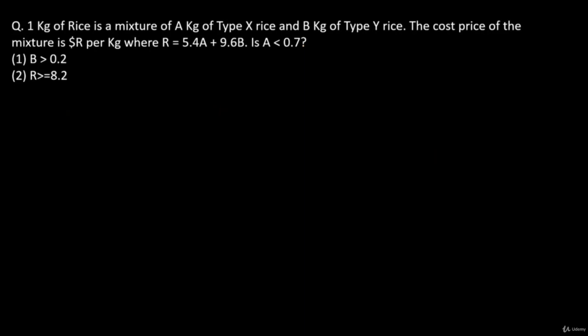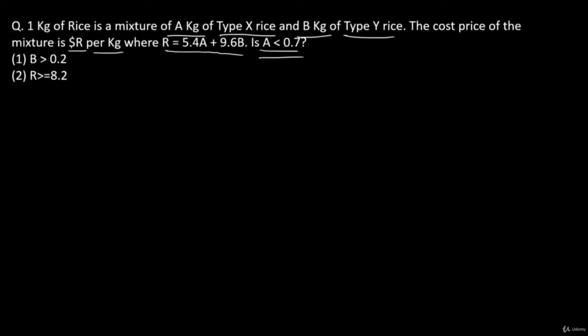Let's do this question. 1 kilogram of rice is a mixture of A kilogram of type X rice and B kilogram of type Y rice. The cost price of the mixture is R per kilogram, where R is equal to 5.4A plus 9.6B. Now the question is: is A less than 0.7? Statement 1 says B is greater than 0.2 and statement 2 says R is greater than or equal to 8.2. Now pause the video, give it a try, and then let's do it together.